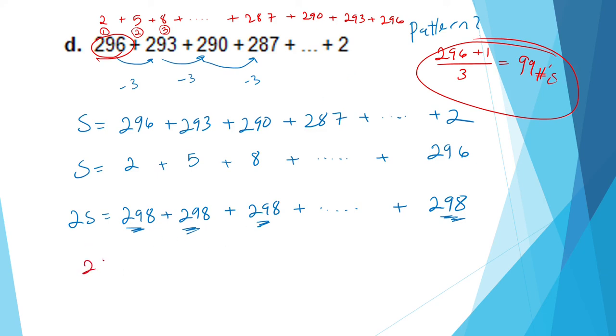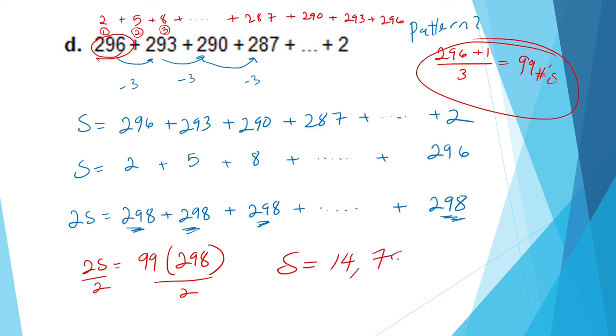This gives us 2S is equal to 99 times 298, since we know there are 99 numbers in this sequence. We'll divide both sides by 2. And there is our sum. Our sum is going to be equal to 14,751.